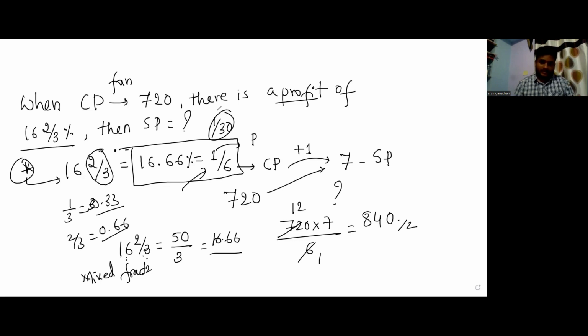So what will they do in the examination? They will give you a very different kind of thing. They will tell you the cost price of a fan is 720 and there is a profit of 16 integer 2 by 3%. Then, instead of asking the SP, the question will be a little bit different. Then to gain a profit of 50%. One second. Okay, I'll give you a different question.